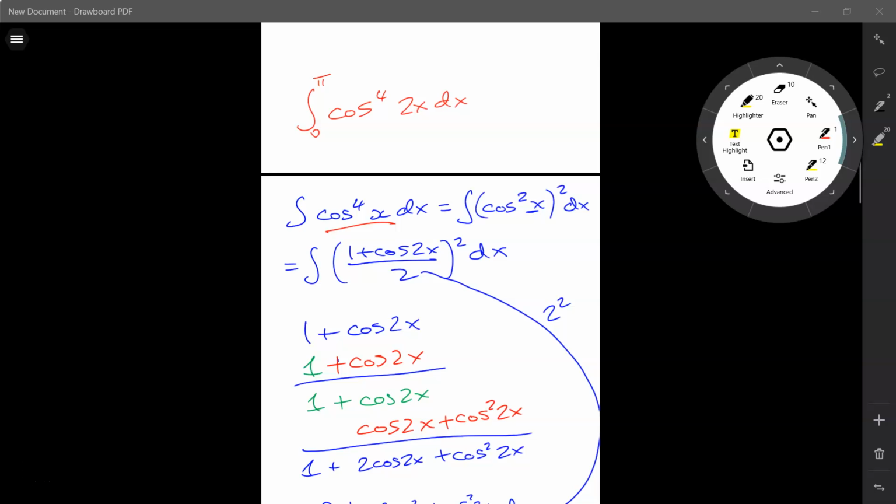Okay, it's quite tricky, but it is a procedure. You're just going through a procedure.